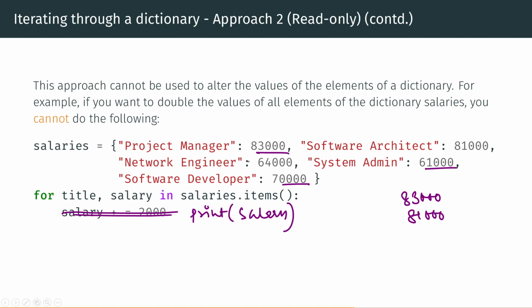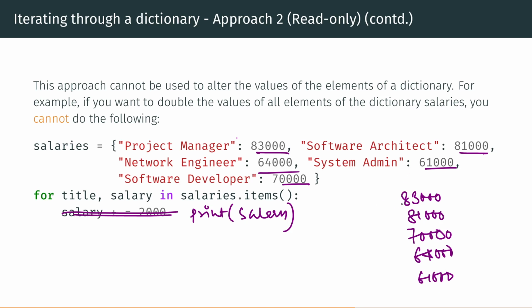You don't have any control over that order because they are not positional. Just because you defined the key value pairs beside one another doesn't mean they will stay together. So it might completely change the ordering. It might say 83,000, then 81,000, then maybe 70,000, and then 64,000. There is no order. You cannot specify an order. And then 61,000. Keep that in mind.